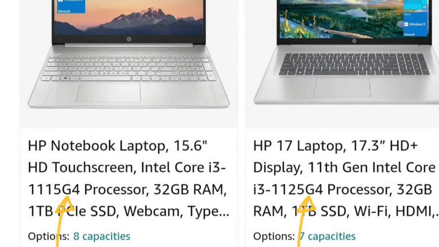And you can also see G as a letter attached behind. So G basically represents the graphics card. And that leads us to the next important component of a laptop, which is the graphics card.